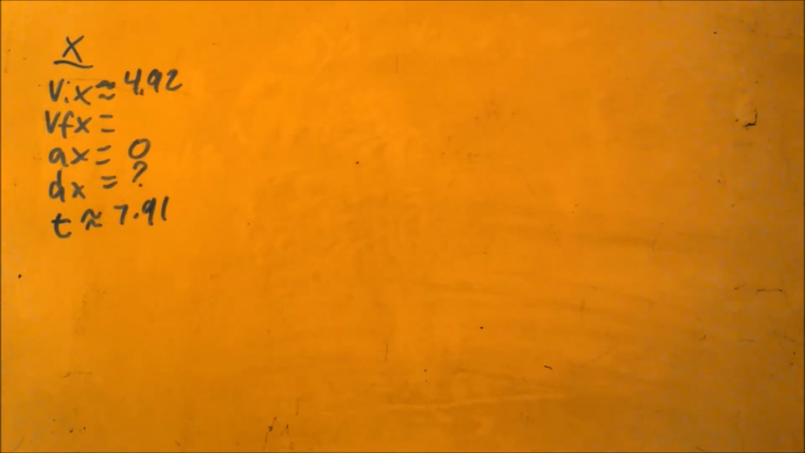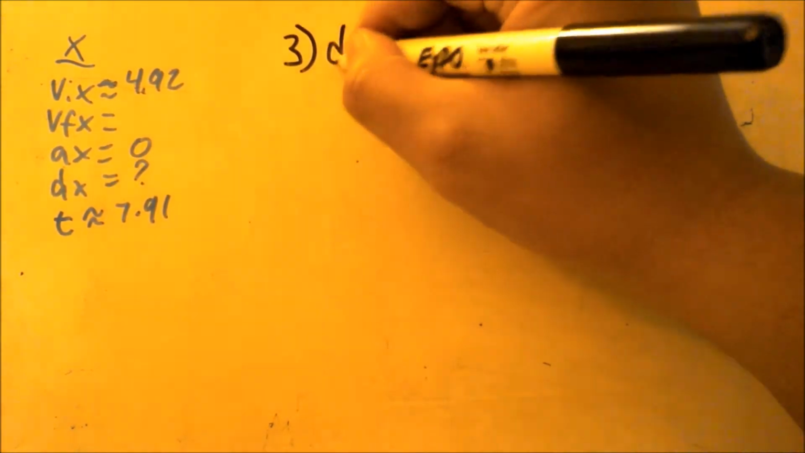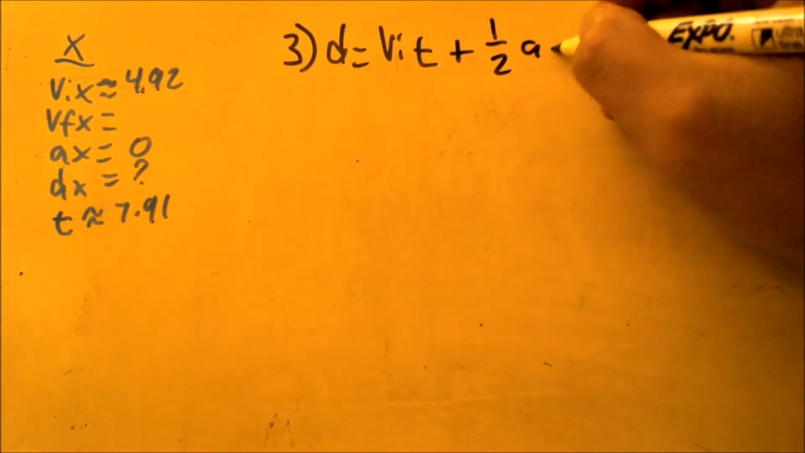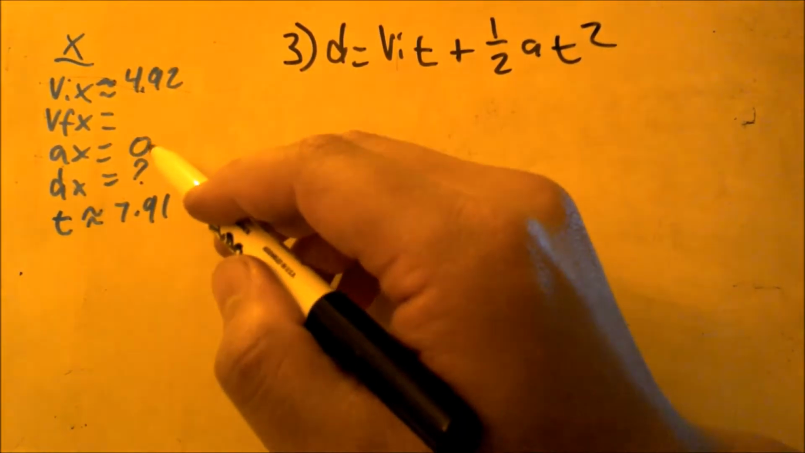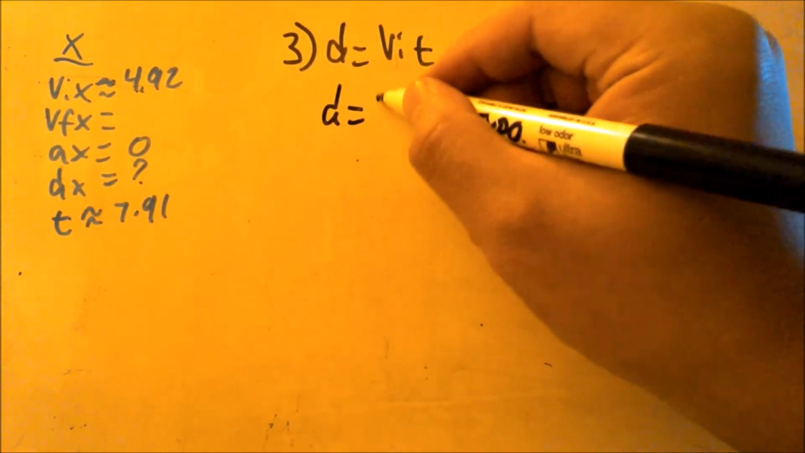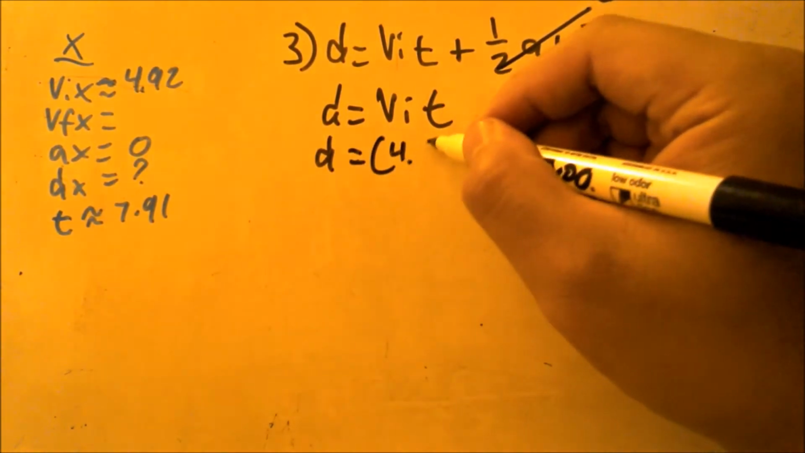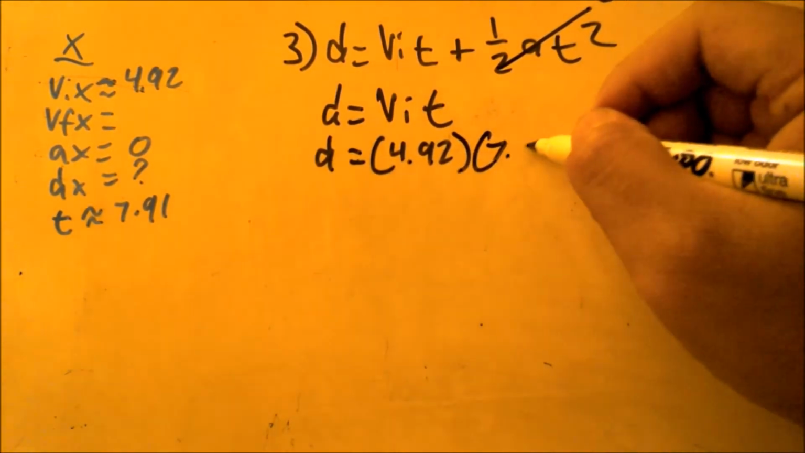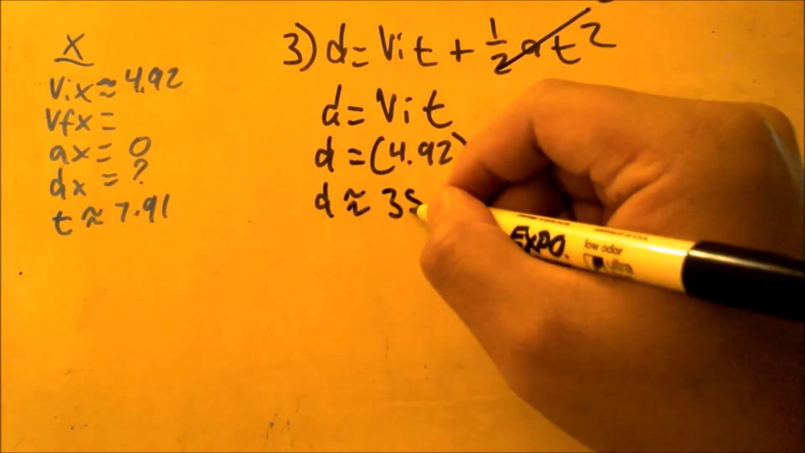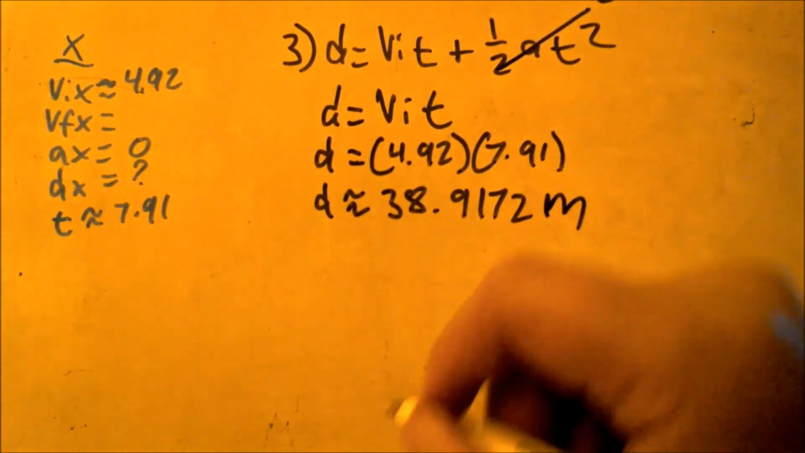So we write down the third equation. D is equal to Vit plus 1/2 At squared. Okay, that's 0, so cross that out. So now we're just left with D is equal to Vit. Plug in the variables and we get D is equal to 4.92 times 7.91. Multiply that, D is about 38.9172 meters. So it lands that far away from the base of the cliff.